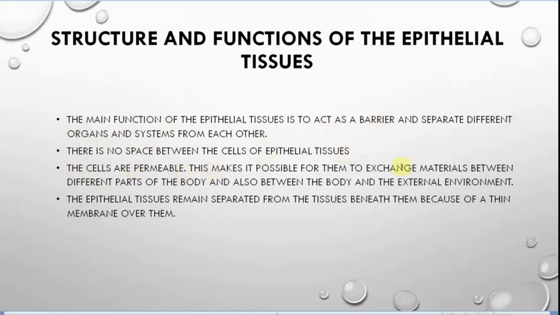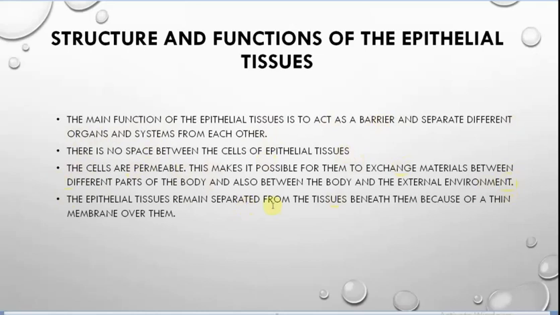This makes it possible for them to exchange material between the different parts of the body and also between the body and the external environment. So which kind of materials are allowed to enter inside the cell? Only the materials which are essential, which are required by the cell, will enter inside the cell.